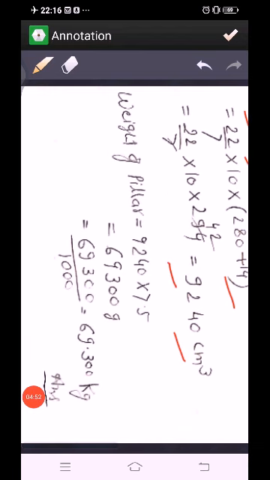So weight of pillar equal to volume into 7.5 gram per centimeter cube. So volume we have got 9240. So we multiply this by 7.5. So we get 69300 gram. This we divide by 1000. So we get 69.300 kilogram. The weight of pillar is 69.300 kilogram.